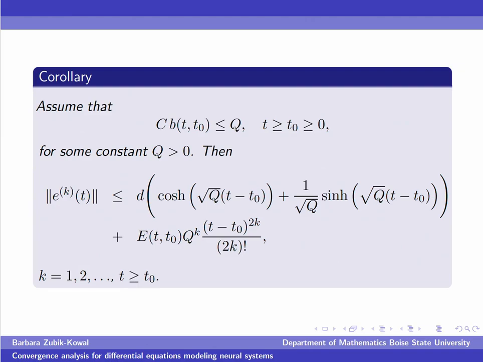This theorem implies the following corollary. If we use Q as the upper bound for the constant C multiplied by the function B at T and T0, we can derive this error bound for the maximum of EKT, and this error bound is more concise than the error bound presented in the theorem from the previous slide. But this bound is not as sharp as the one presented in the previous theorem. Here, the function B at T and T0 is defined exactly in the same way as in the previous theorem. So this corollary presents a more concise error bound.